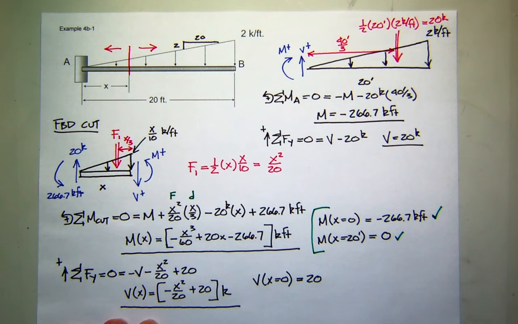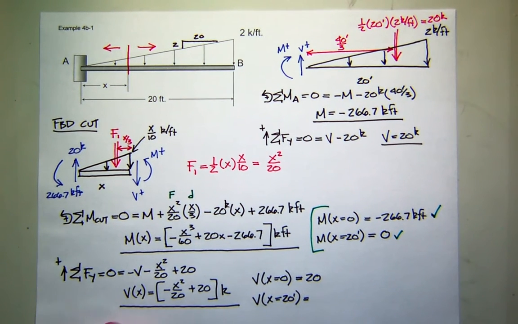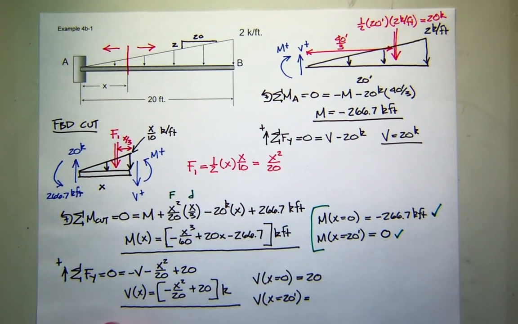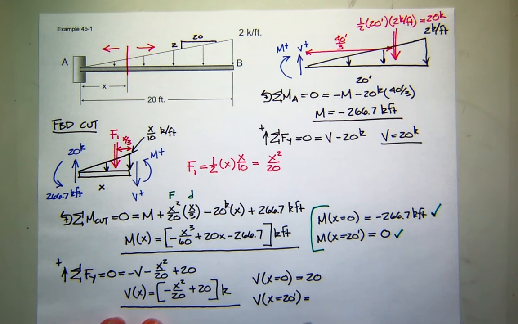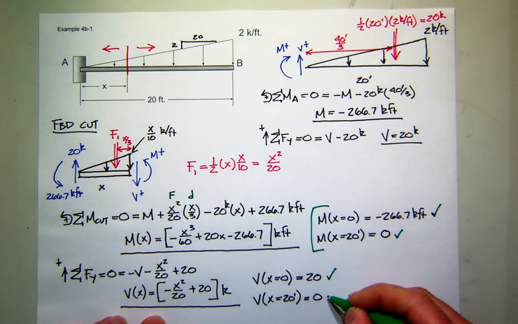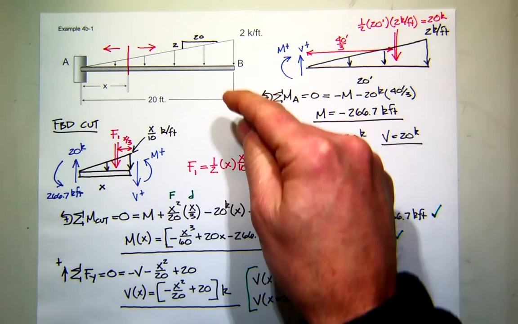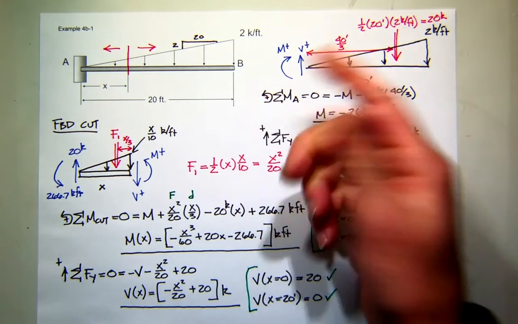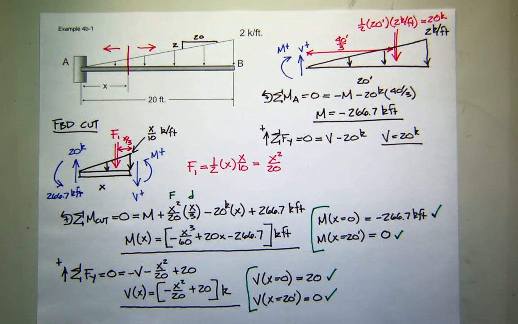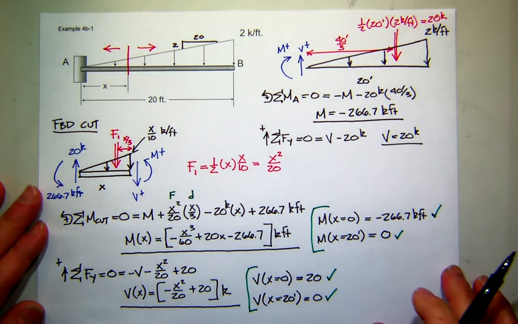So that's good. What's the shear at x equal 20? What's the shear out here on the free end? Well, if you put in 20 here, you'll find that it's 0. And that should make sense. There is no shear at a free end. This end is free to move up and down. What's going to stop it? Nothing. There's no shear there. Pretty cool, huh?